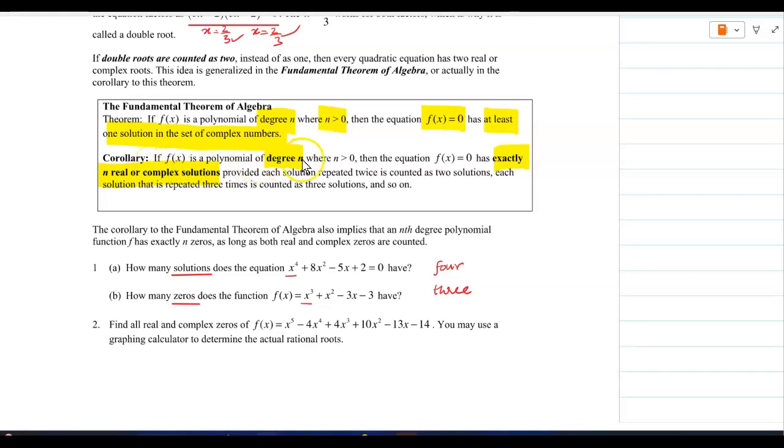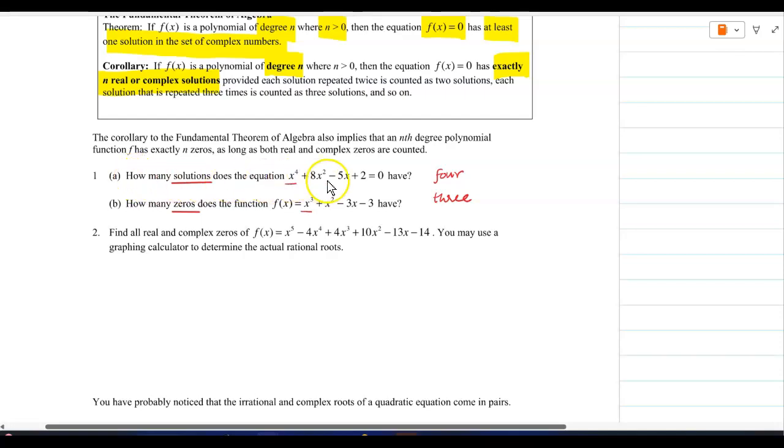If f(x) is a polynomial of degree n greater than 0, then f(x) equals 0 has exactly n real or complex solutions. So whatever the power, that many solutions would be there. For the cubic equation, it will have three solutions. It may be real or complex, it doesn't matter. In fact, real numbers are a subset of complex numbers. So when they say complex number, it includes real numbers.